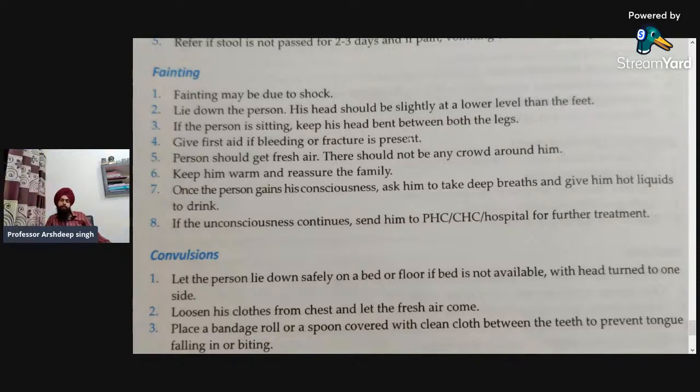The person should get fresh air. Fresh air is very important because we have to maintain the airway. So fresh air is a basic need. There should not be any crowd around him. Keep him warm and reassure the family.